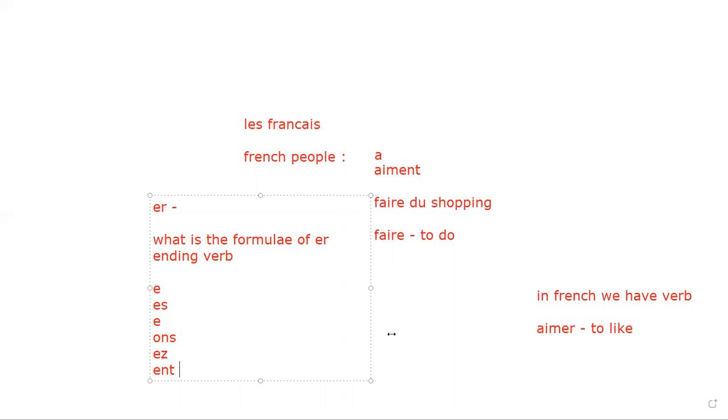Aimer. So first, I will explain to you what is je, tu, il, elle. Repeat after me. Je is I. Tu is you, informal. Don't worry, I will send you the recording, but you have to listen to those. Tu is you, informal. Clear? Il is he.